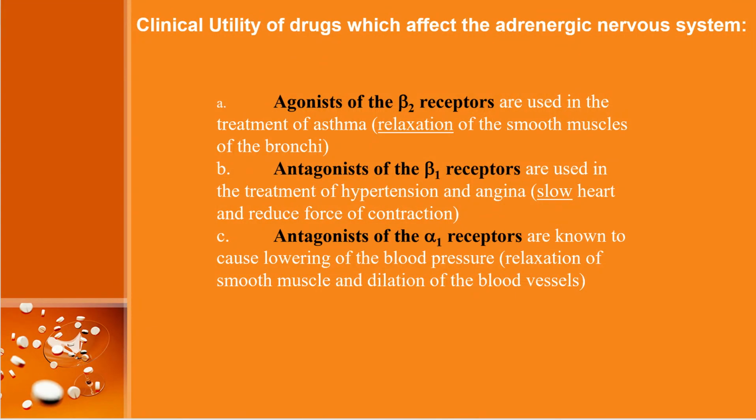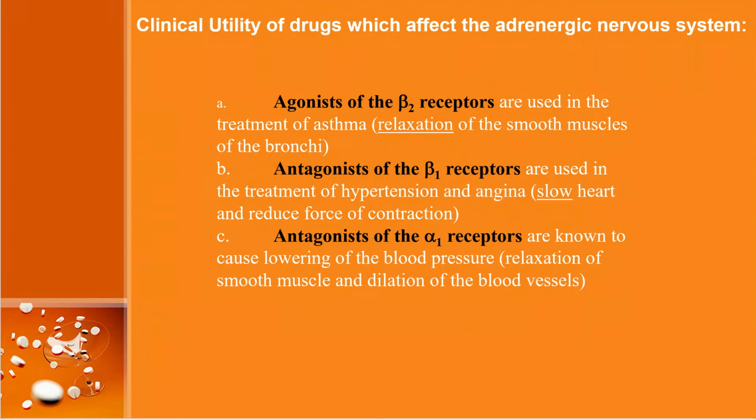So the clinical utility of drugs which affect the adrenergic nervous system: you have the agonists of the beta 2 receptors, which are used in the treatment of asthma, right? Because it causes relaxation of the smooth muscles of the bronchi. That's A. For B, you have the antagonists of the beta 1 receptors, used in the treatment of hypertension and angina, because it slows the heart and reduces the force of contraction.